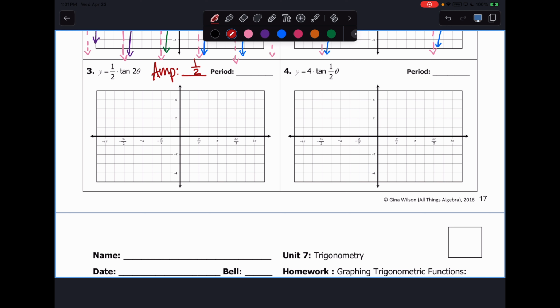Amplitude is half. That means if the center's here, I'm going to go only halfway up for my next one, wherever it may be. Is it going to be a very narrow one, or a wide one like that one? Narrow. Okay, let's see. Period is going to be pi divided by 2. Is pi divided by 2 a larger period or a smaller period? Smaller than its original. So I want pi over 2 to be a full period.